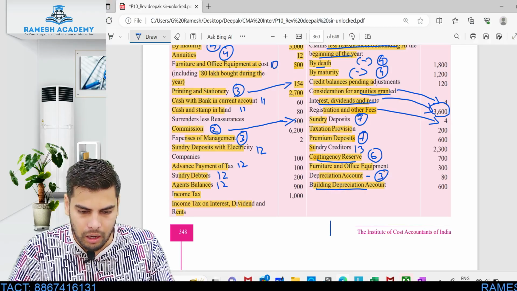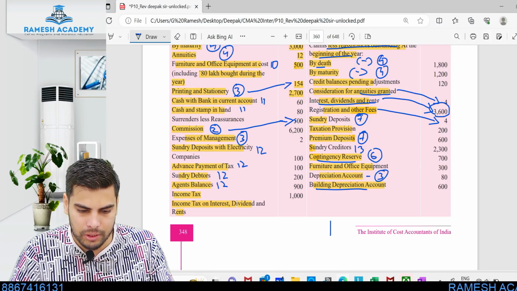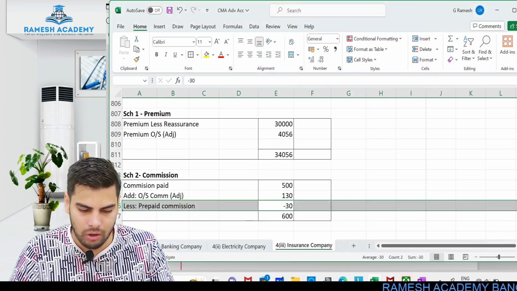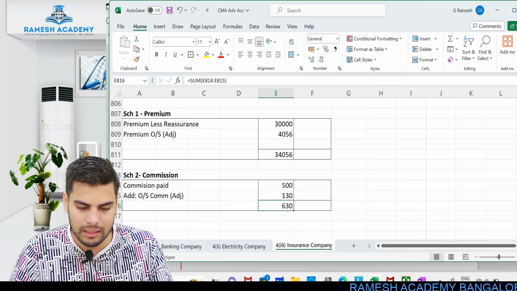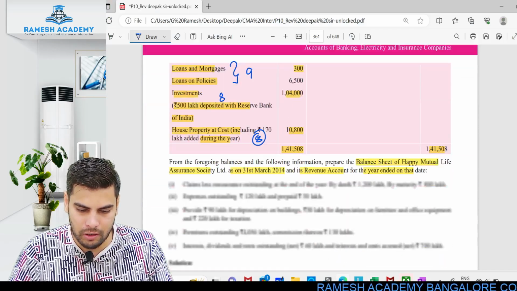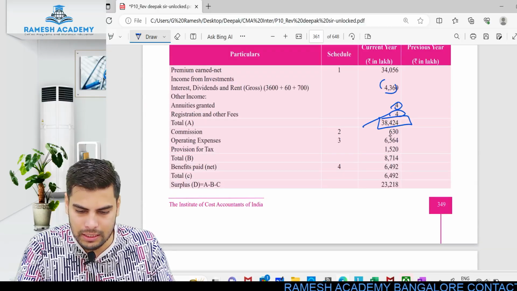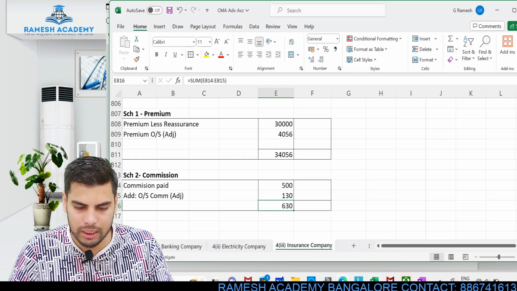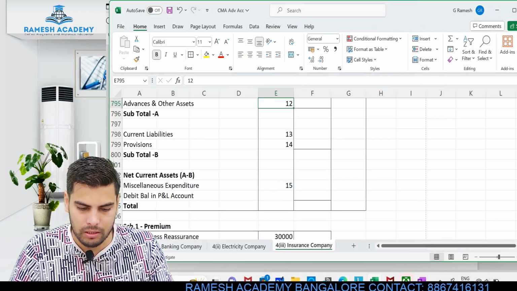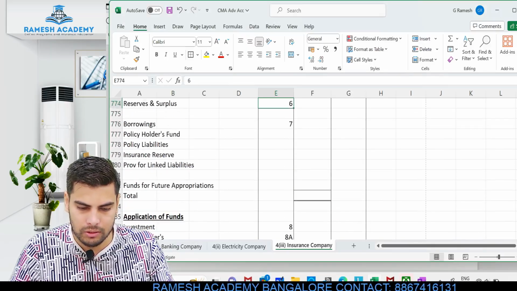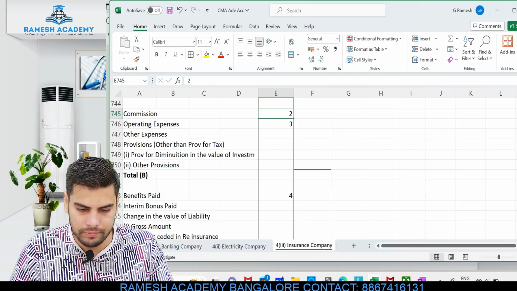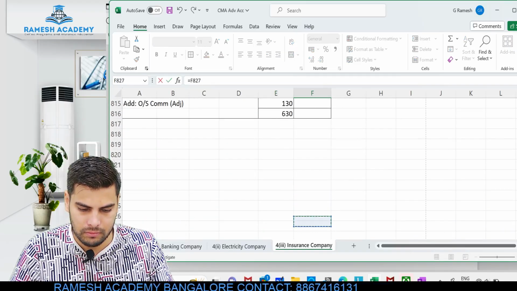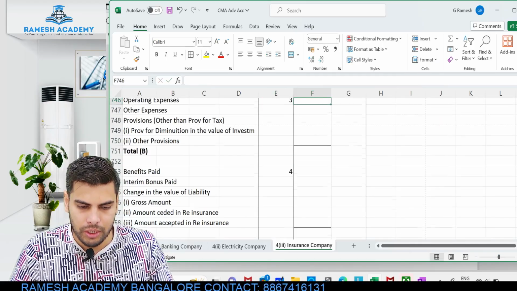And then how much is outstanding commission? Outstanding commission is 130. Okay, so prepaid, you guys can treat it either as commission or other expenses. If you guys are treating it as other expenses, it would be 630 only. Okay, so what is the value which they have considered? Yes, 630. So that prepaid, they're not treating it as commission, they're treating it as other expenses. Okay, so 630 would be the total of this particular commission. So I'll just write 630 over here. So schedule 2 is done.